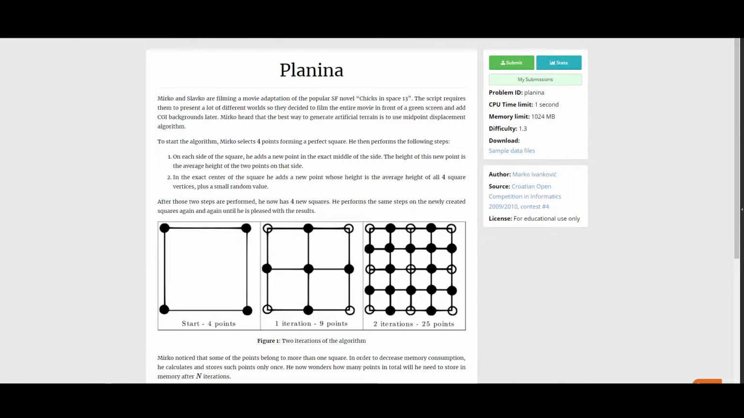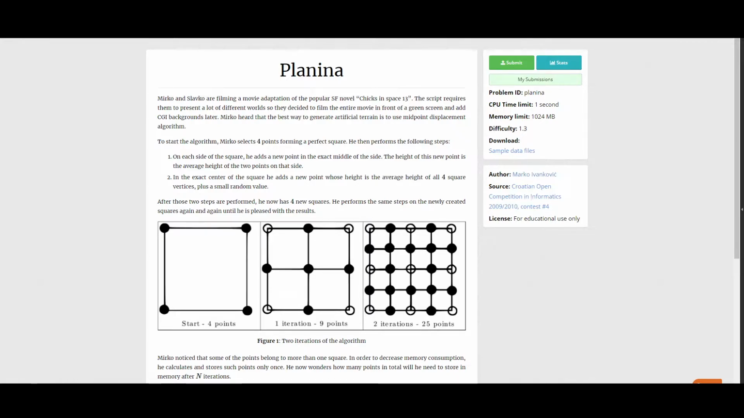He then performs the following steps. 1: On each side of the square, he adds a new point in the exact middle of the side. The height of this new point is the average height of the 2 points on that side. 2: In the exact center of the square, he adds a new point whose height is the average height of all 4 square vertices plus a small random value.